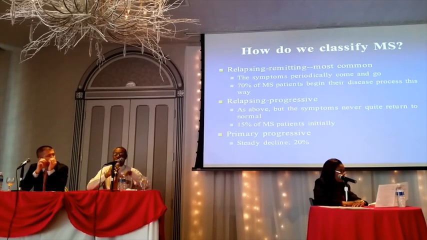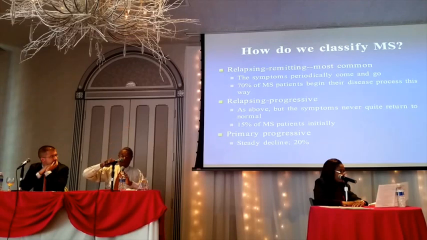All right. So how do we classify multiple sclerosis? When doctors talk about multiple sclerosis, we divide it up into several categories. The most common type of multiple sclerosis is relapsing remitting. That means it relapses, it worsens, and then it remits. It gets better. So relapsing, remitting.